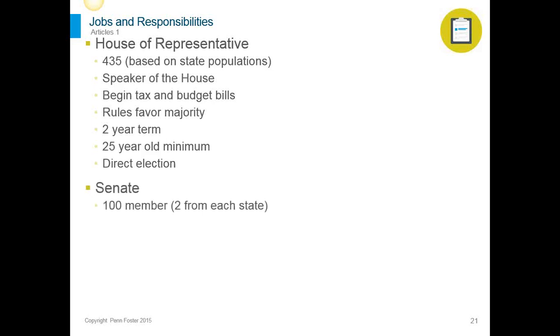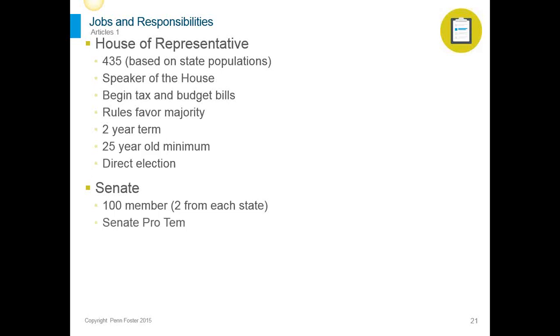The Senate is a little bit different. It has 100 members, so much smaller than the House, and it's 2 members from each state. No matter how big or small a state is, they have two senators regardless. So even though Texas has a lot more people than, let's say, Utah, Texas will have a lot more members of the House of Representatives, but they will still only have 2 members of the Senate, just like Utah does.